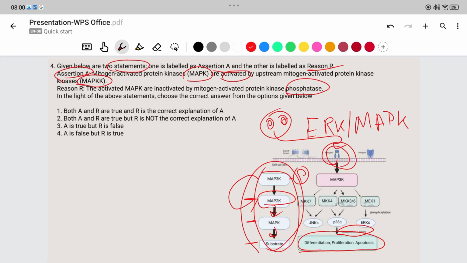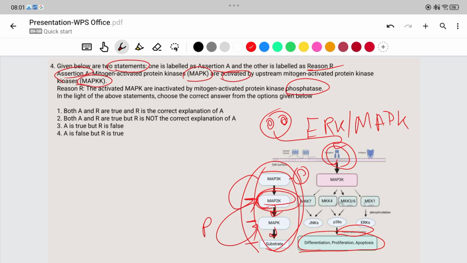So the MAPKs are activated by the upstream MAP kinase kinase. That is true. This is the MAP kinase; it will phosphorylate the MAP kinase, and that will make it an active form.